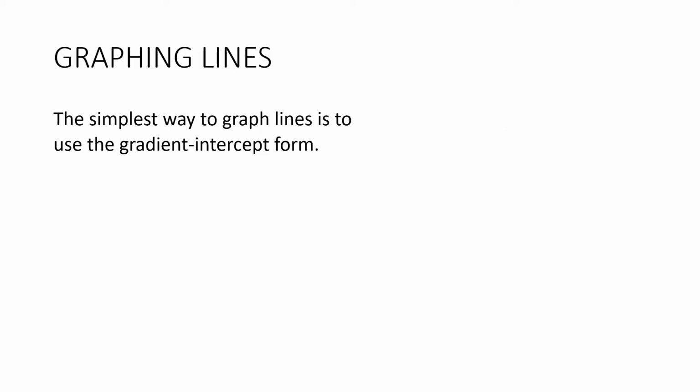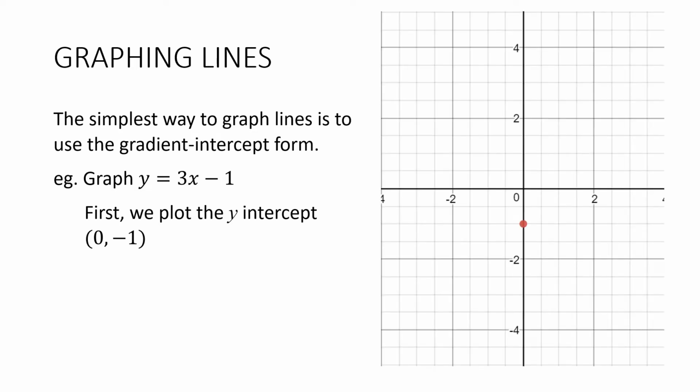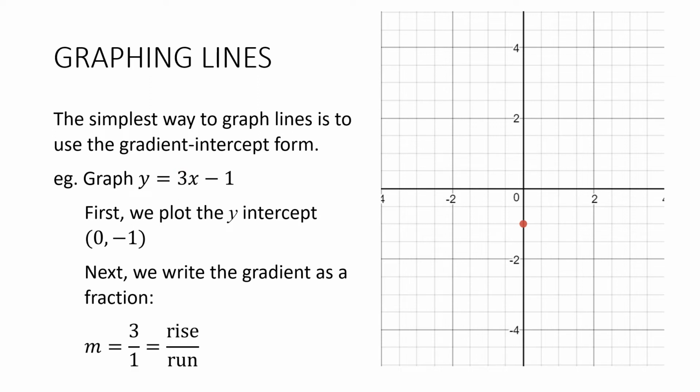Let's move on to graphing lines. The simplest way to graph lines is to use the gradient-intercept form. So suppose we want to graph y equals 3x take away 1. We're going to start by finding the y-intercept, which in this case is (0, -1), and we're going to plot it. Next, we find the gradient and we write that as a fraction. The gradient is 3. To write that as a fraction is 3 over 1.